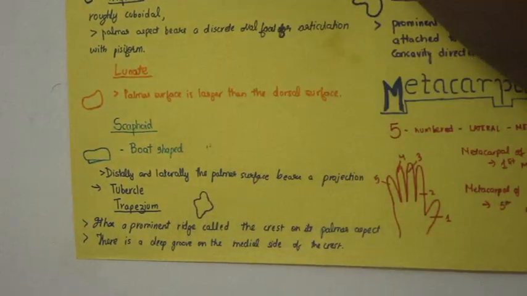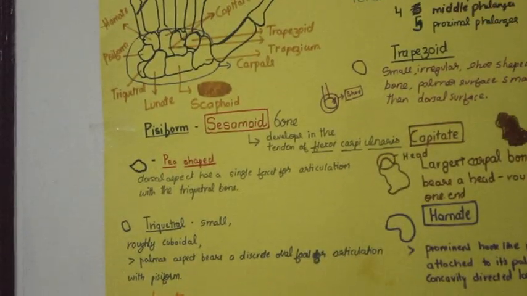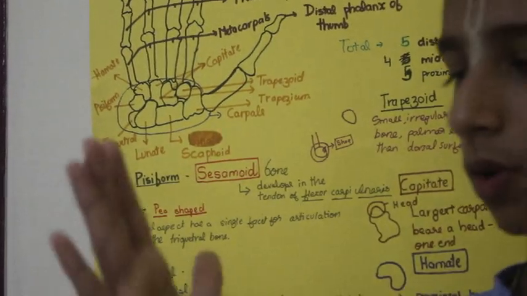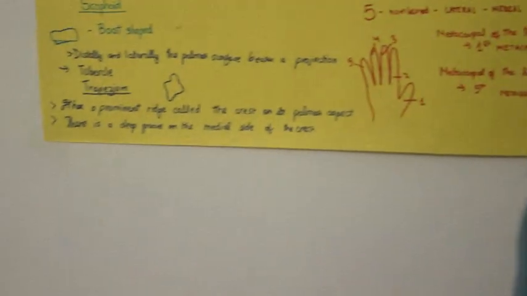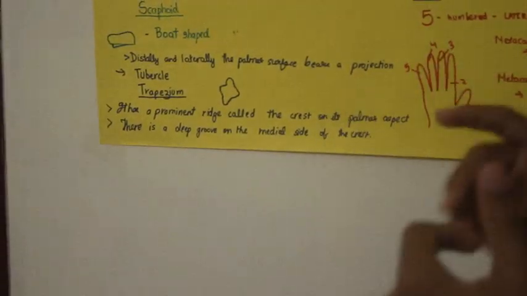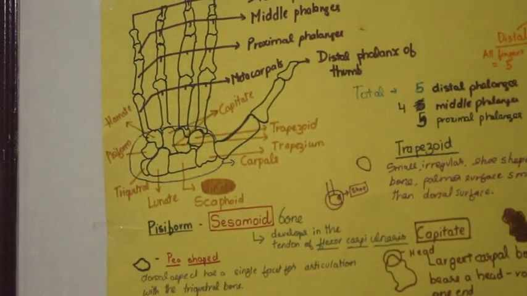Trapezium is the next bone. You can see it looks somewhat like this. Trapezium has a prominent ridge called the crest. So its palmar surface has a crest, a prominent ridge, and that's a very important bone. There is a deep groove on the medial side of the crest. So you have a groove there, on the medial side of the crest.